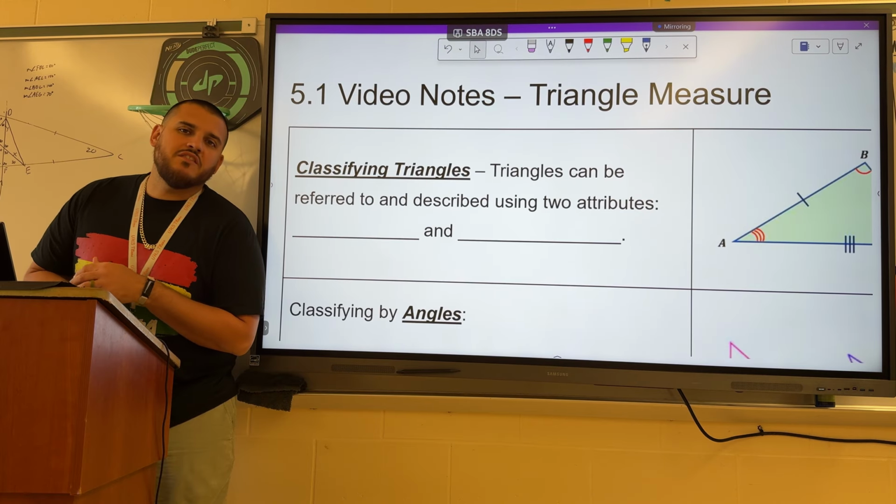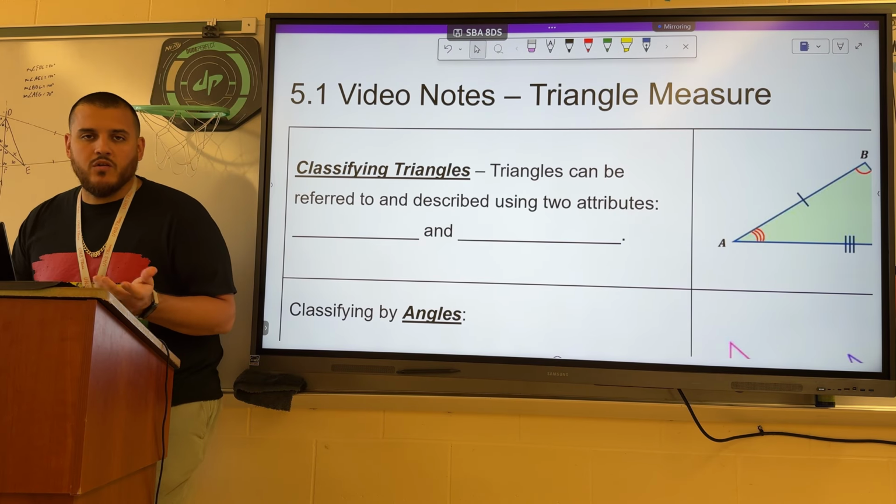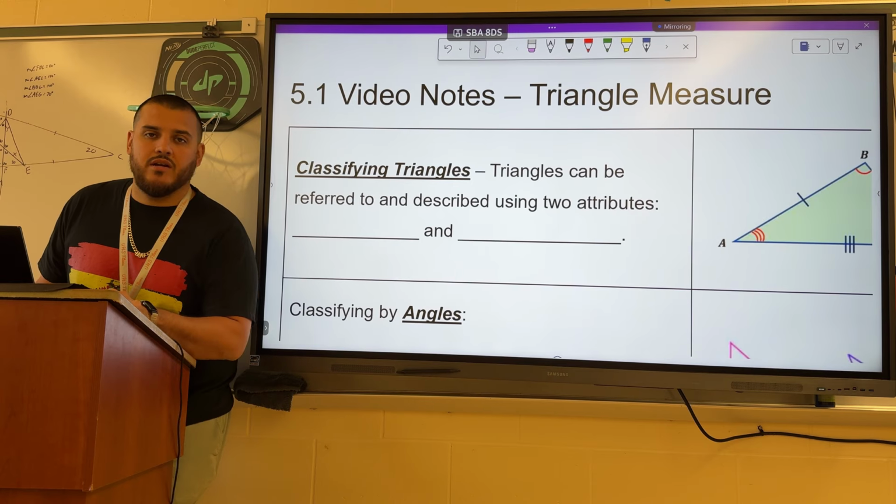Today we're starting Unit 5, which is all about triangle measures and triangle congruency. Let's get into it. Unit 5 starts here with a lesson on the basics of triangle measure. And we're going to start with making sure that we possess good vocabulary for triangles.